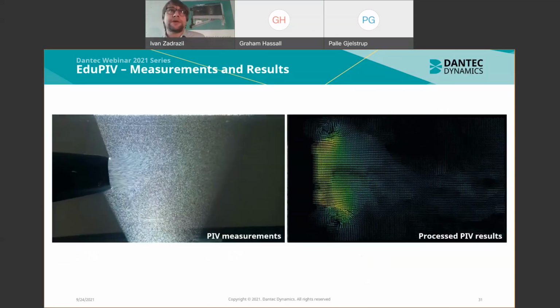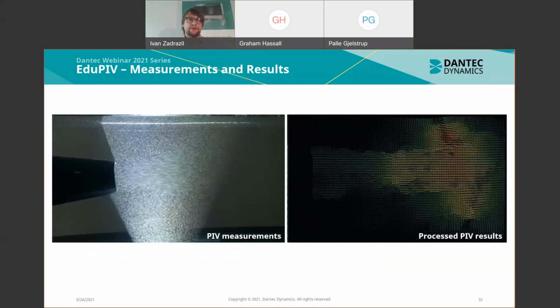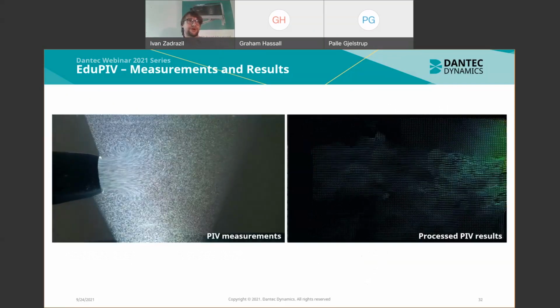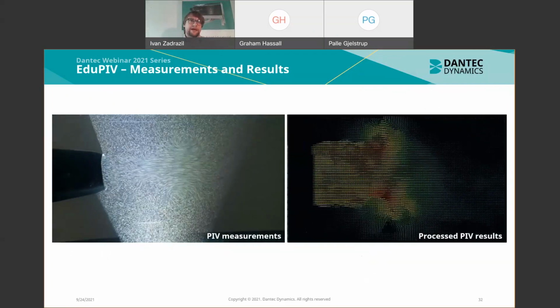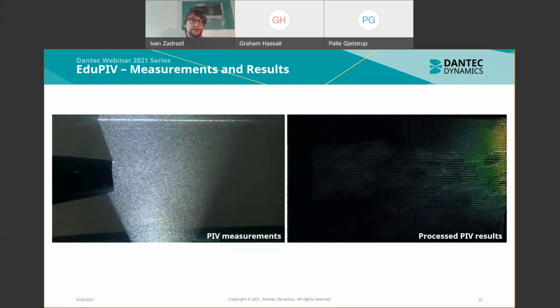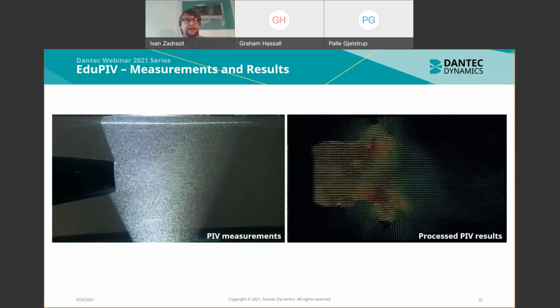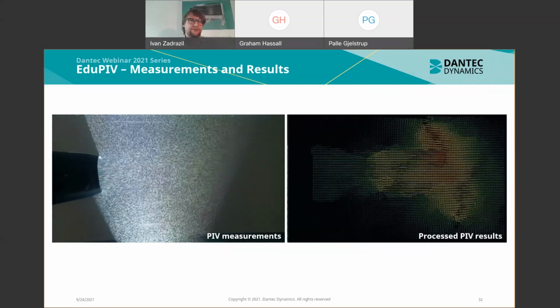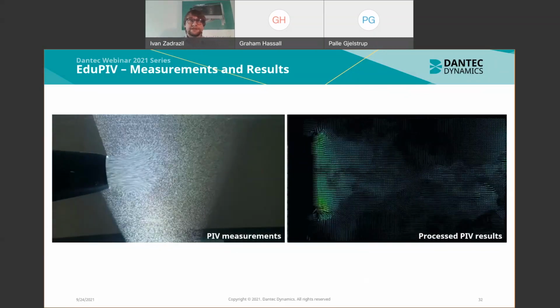So how do the Edu PIV measurements look like? On the left-hand side, you can see a video of PIV measurements. You can see the nozzle, which generates a pulsed flow. You can see a jet being expelled from the pump, and then there's a period of time when nothing really happens. You can see the LED illumination and the particles.